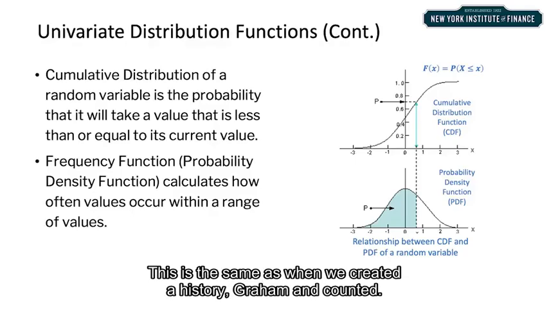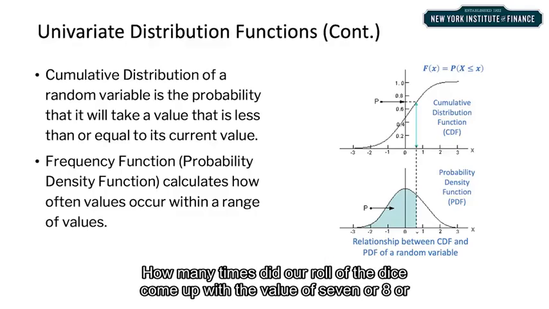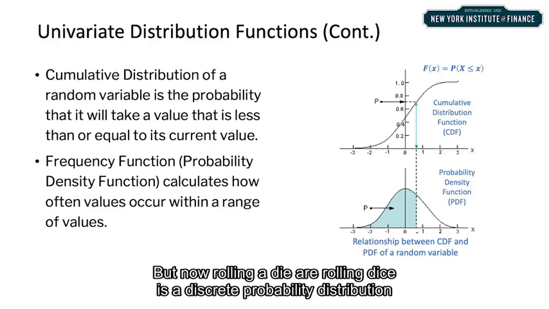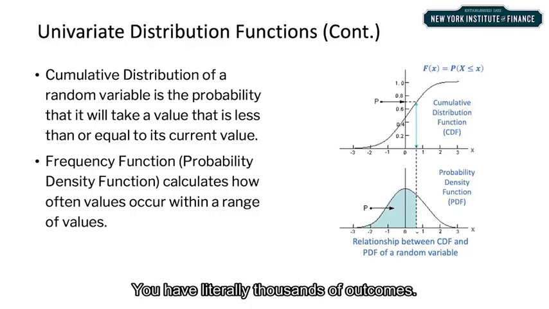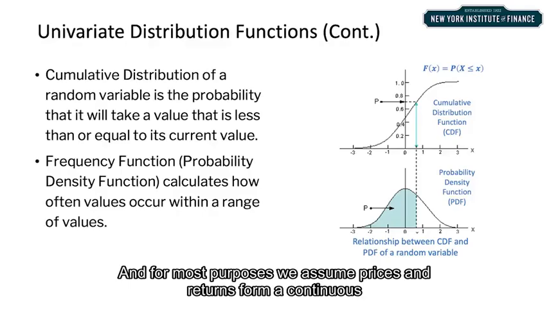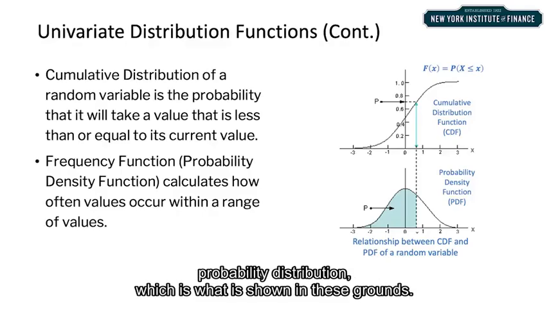This is the same as when we created a histogram and counted how many times our roll of the dice came up with a value of 7 or 8 or 9 and so on. But rolling a die or rolling dice is a discrete probability distribution where you have distinct numerical outcomes. With financial assets, financial prices, and returns, you have literally thousands of outcomes, and for most purposes, we assume prices and returns form a continuous probability distribution, which is what is shown in these graphs.